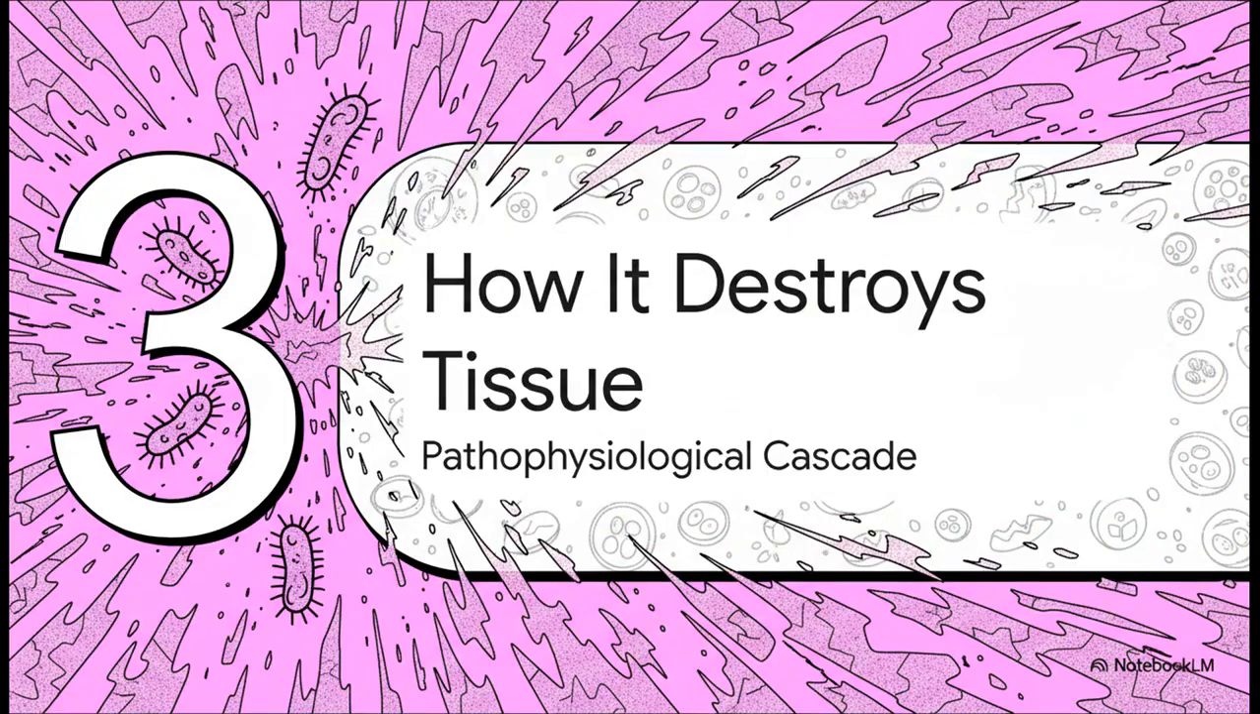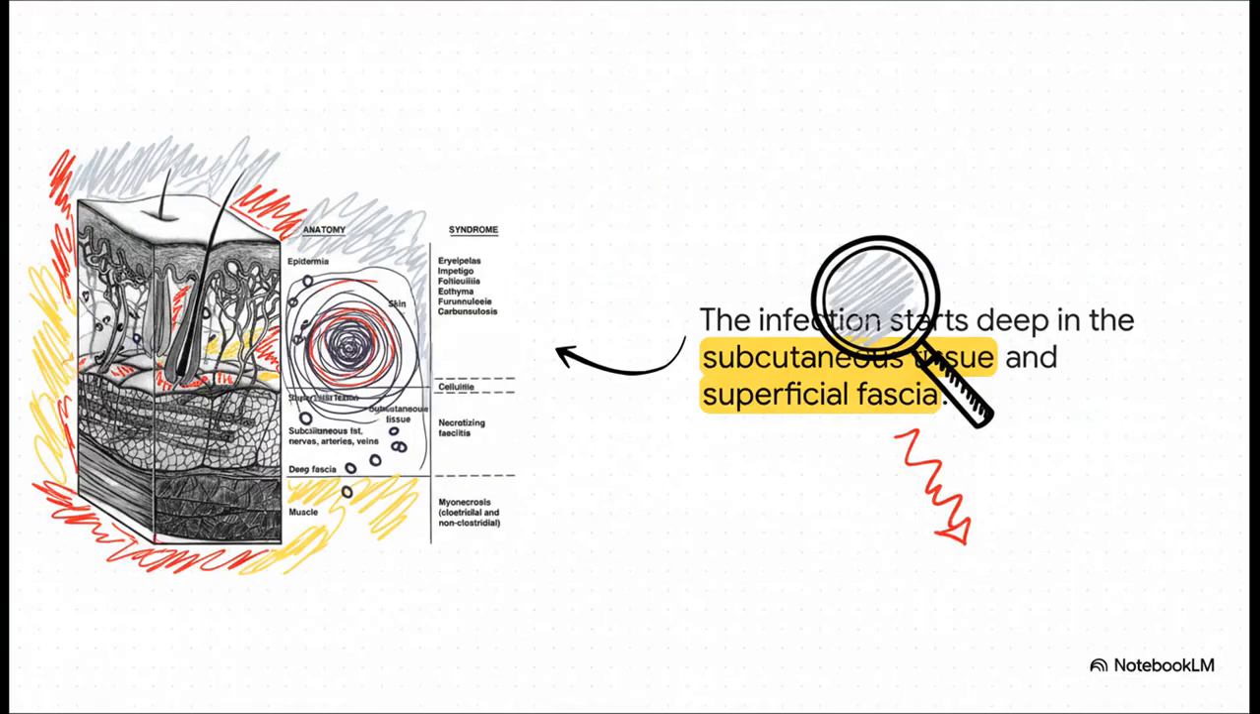So how in the world does this infection cause so much damage so incredibly fast? Getting your head around the mechanism is really the key to understanding all the signs and symptoms that follow. And this picture tells the whole story. The infection doesn't start on the surface. It starts way down deep in the subcutaneous tissue and the superficial fascia. And that's why this disease is so sneaky. In the early stages, the skin on top might look totally fine, maybe a little red, but it's hiding this absolute catastrophe that's unfolding just beneath it.